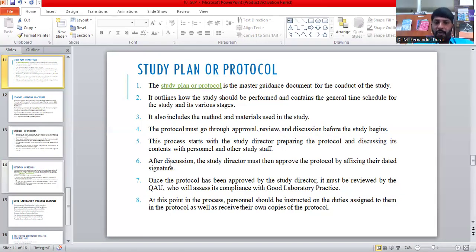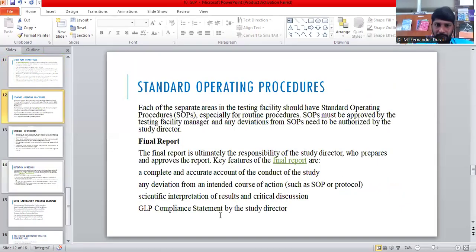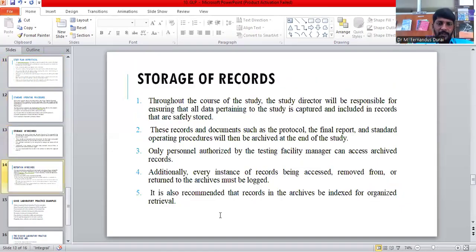And once the protocol has been approved by the study director, it must be reviewed by the QAU, the Quality Assurance Unit, who will assess its compliance with good laboratory practice. And at this point, the personnel should be instructed on the duties assigned to them in the protocol, as well as receive their own copies of the protocol. Okay.